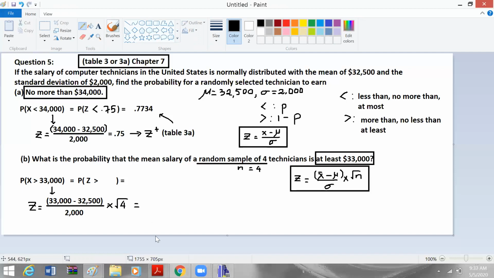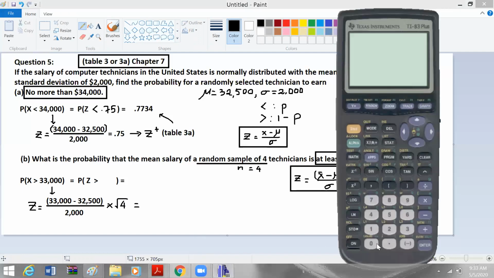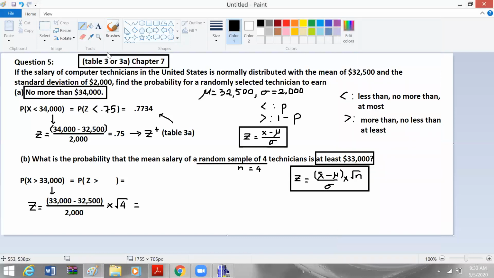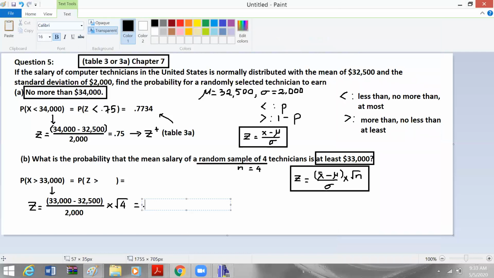Okay, and then we do it on a calculator. We open the parentheses, take 33,000 minus 32,500, and then we divide it by 2,000, right? And then we times radical 4. So how can we do the radical term? We hit the second key, and then the x squared, and then we put down 4 and press equal, so we're going to get 0.5, right? Since this one doesn't have a second decimal number, I always keep 0.50, so I have to go to the first column.